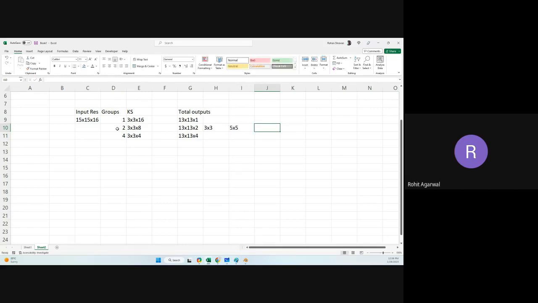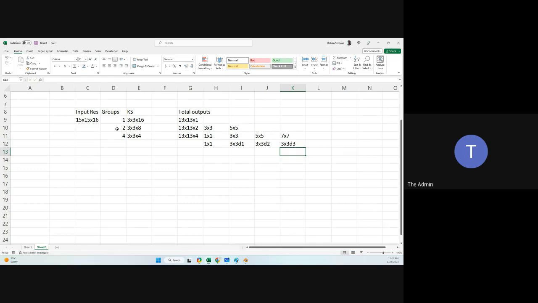Yes, you can, because they are independent of each other. Here I can convolve one by 1 cross 1, then another by 3 cross 3, another by 5 cross 5, and another by 7 cross 7. Or I can do 1 cross 1 and then 3 cross 3 with a dilation of 1, then 3 cross 3 with a dilation of 2, and then 3 cross 3 with a dilation of 3. Many permutations and combinations are possible.